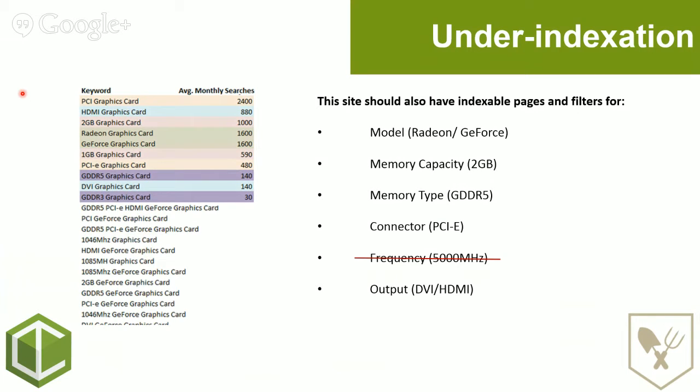So I took a few different attributes and mixed them all up to see what volume these keywords have, and we can see that this website really should probably have a lot more attributes and indexable pages, because this is obviously how people search. The top one here, I think, is PCI graphics card, which they don't rank for at all because they don't have a page for PCI graphics card. They sell plenty of them, but they don't have a page for that. So they could potentially make a lot of money.